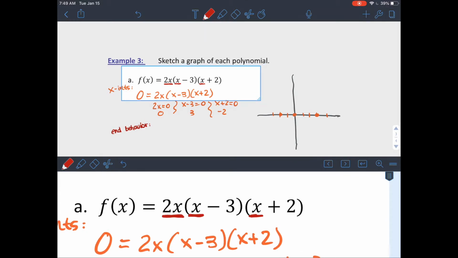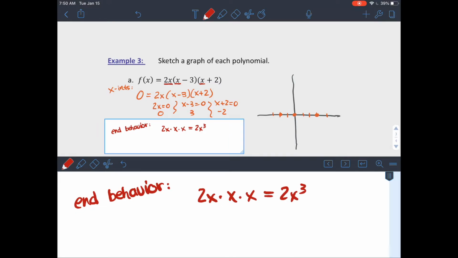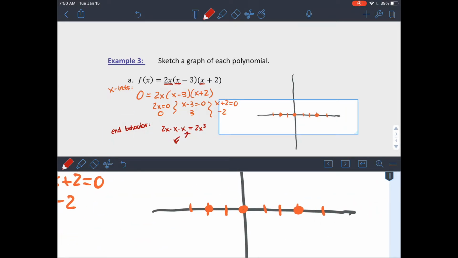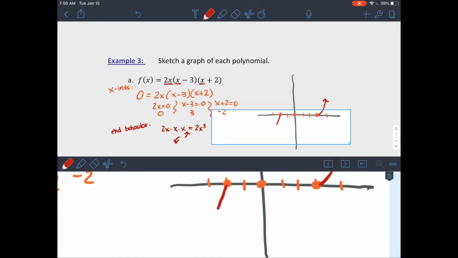If I multiplied 2x times x times x, everything that has a variable in it back together, that's going to be my leading term that's going to define the end behavior of my graph. None of the other terms actually affect what the ends are going to do. So it's an odd degree polynomial, positive leading coefficient. It's going to rise up as I go towards the right. So I'm going to go ahead and draw those ends in, up on the right side, down on the left side.